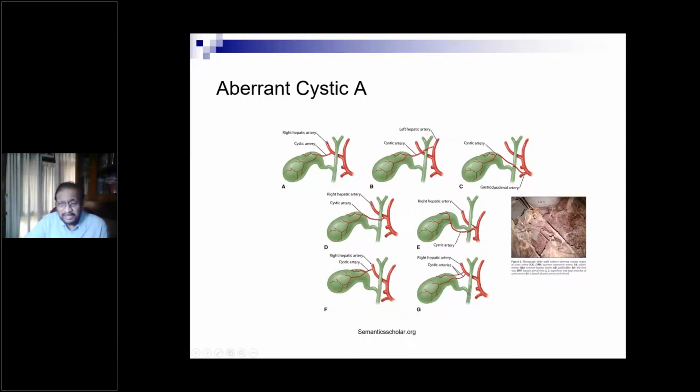Here, right hepatic artery, cystic artery is not lying in Calot's triangle. This is Calot's triangle. It's not lying out here. It's outside Calot's triangle. Here you've got the right hepatic artery inside Calot's triangle, and you've got the double cystic artery, right?